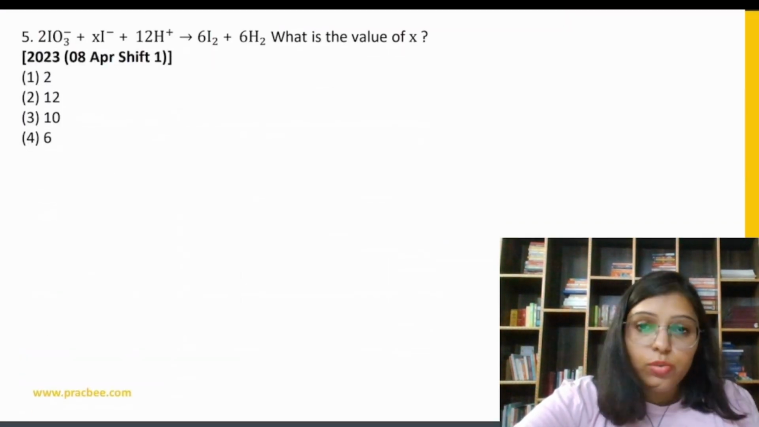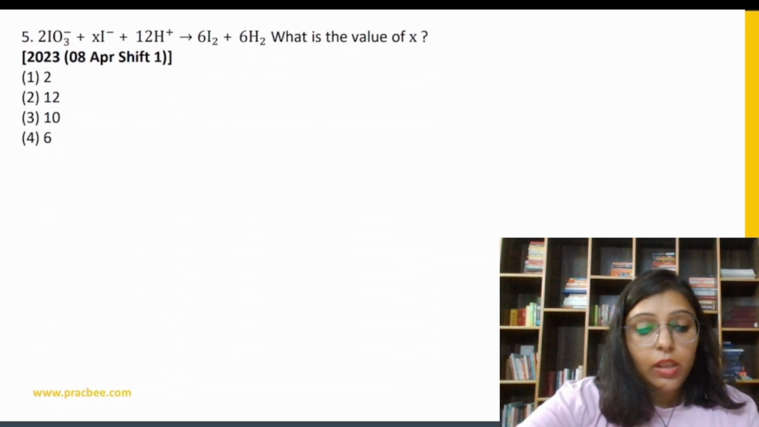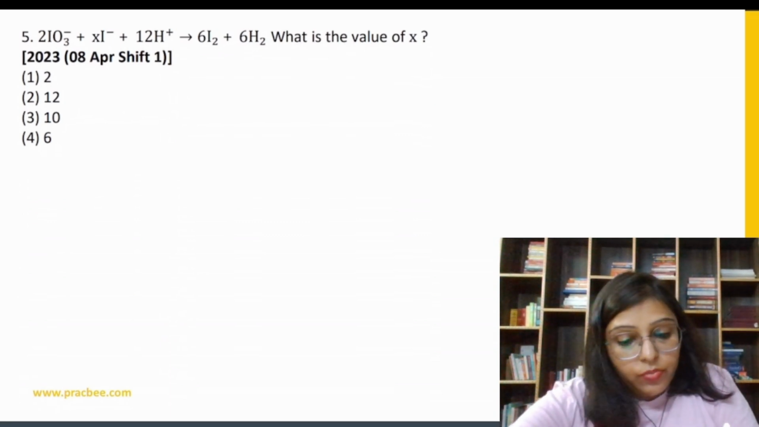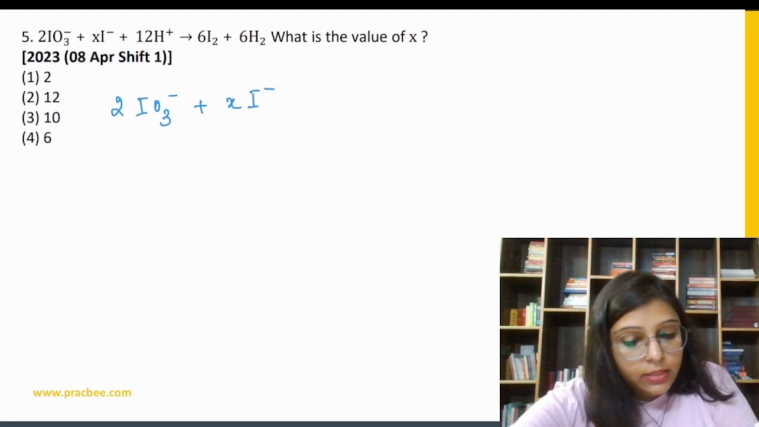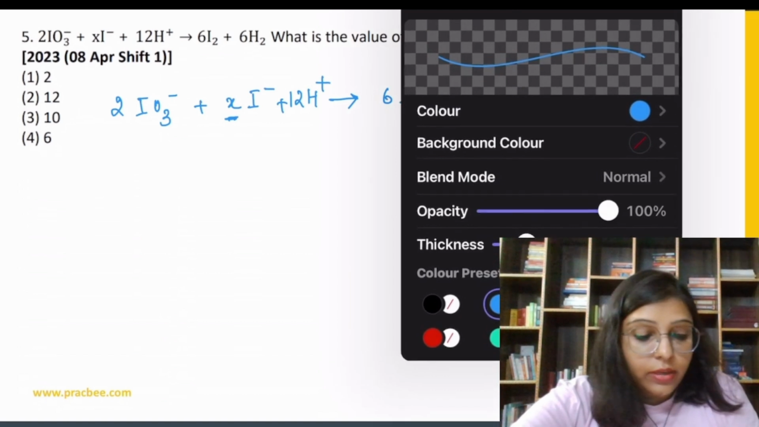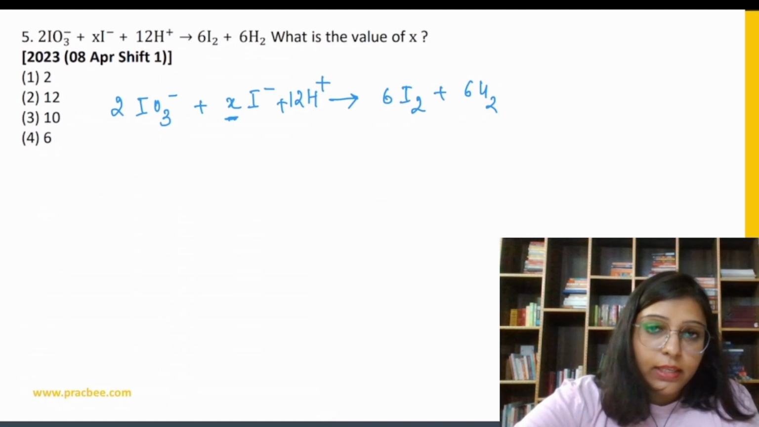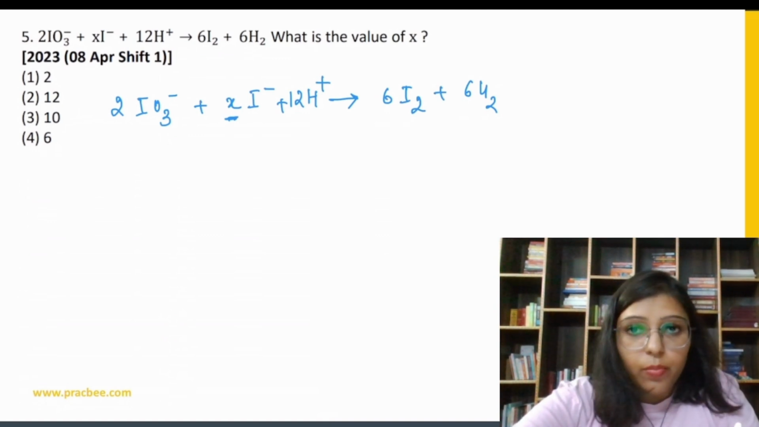Now let's do the next question. This is a question of balancing. We have 2 IO3 minus plus x I minus in presence of H plus, it gives 6 I2 and 6 H2O in presence of 12 H plus, and you have to find the value of x. How to find the value of x? It's simple. First, we have to analyze the redox reaction. This redox reaction is a comproportionation reaction.